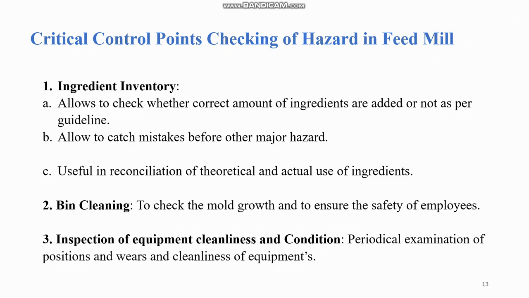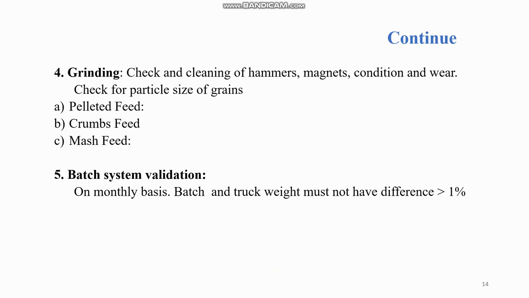Secondly, you have to check the bin cleaning, to check for bin mold growth and to ensure the safety of the employees. You must regularly check your bins, feed bins. Inspection of equipment cleanliness and condition. Periodical examination of positions, wear, and cleanliness of the equipment is very important.